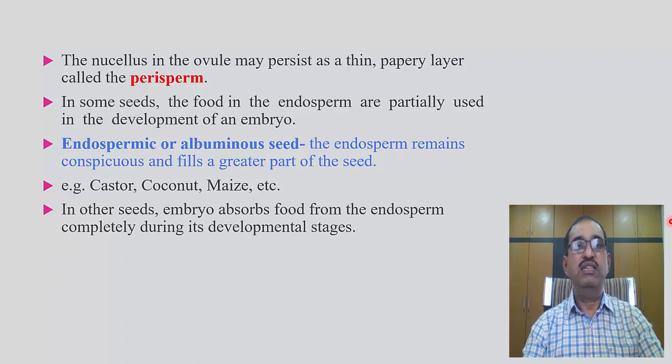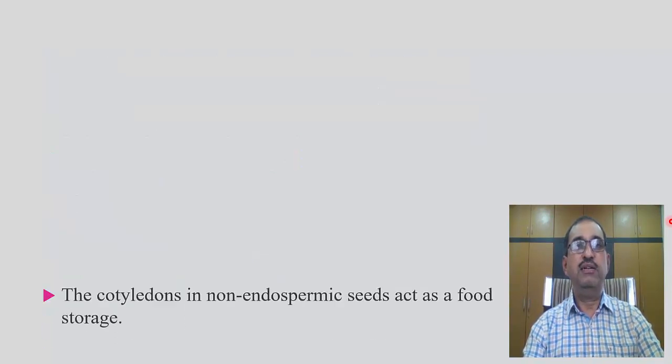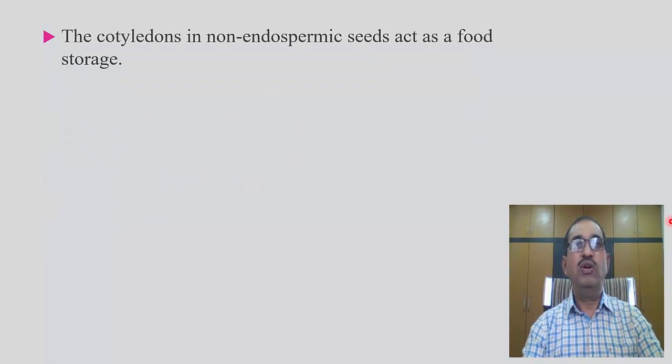In other seeds, the embryo absorbs food from the endosperm completely during its developmental stage. It is called non-endospermic or ex-albuminous seed. In non-endospermic or ex-albuminous seed, endosperm disappears in the mature seed. Example, pea, bean, etc. The cotyledon in non-endospermic seed acts as a food storage.